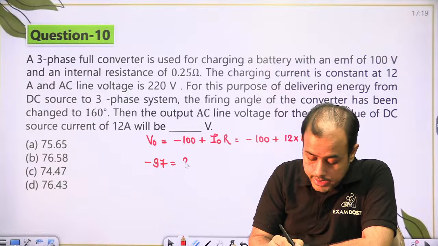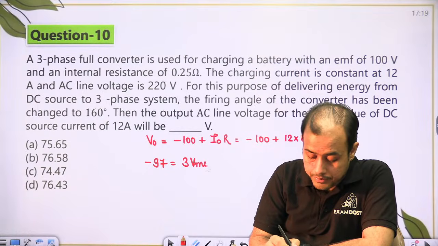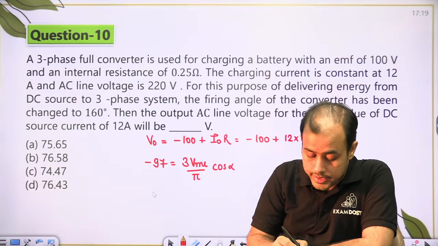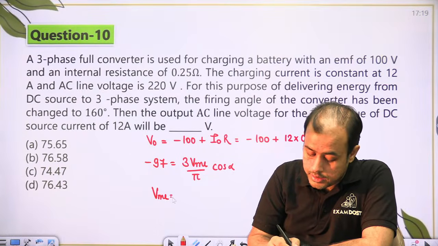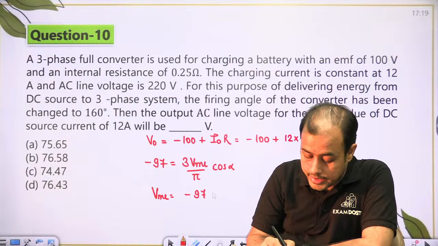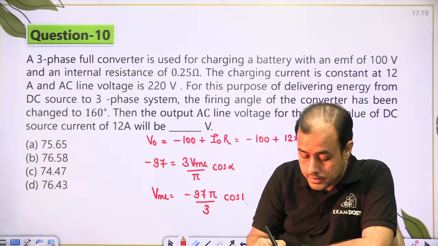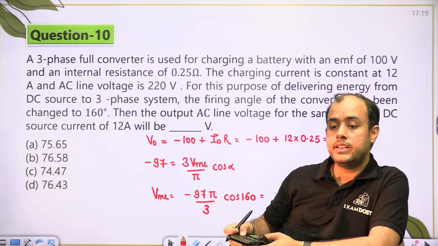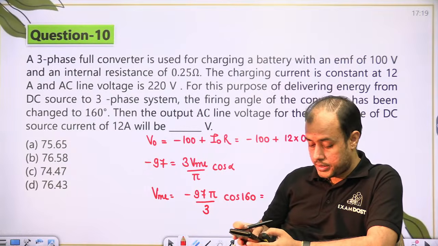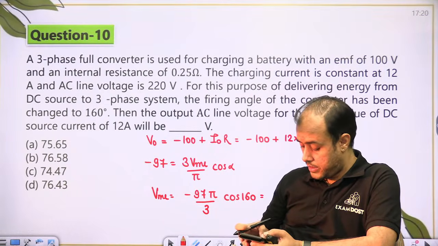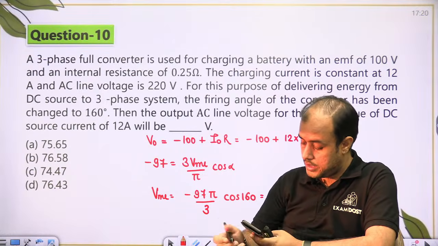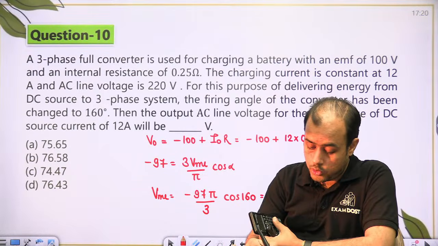It is 3 VML by pi cos alpha. Alpha is given to me as 60 degree. So minus 97 pi by 3 cos 160. So cos 160 will be negative, so it will become positive. 97 pi by 3 cos 160. 95.45.